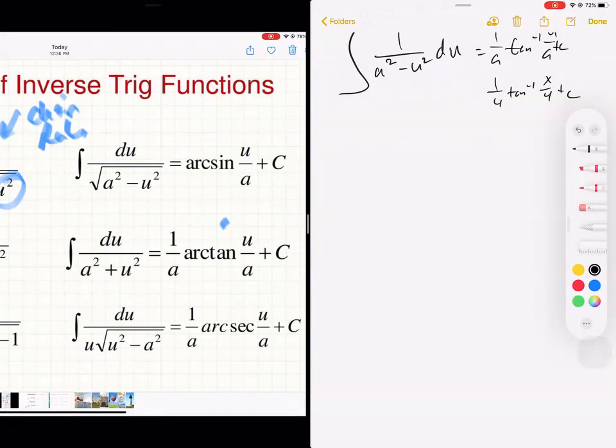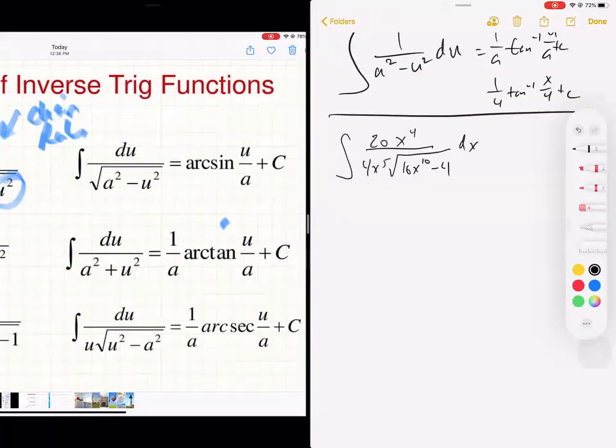So this next problem is going to be a little crazy looking. It's going to be the integral of 20x to the 4th over 4x to the 5th square root of 16x to the 10th minus 4 dx. Does this look more like a sine problem, a secant problem, or a tangent problem? Well, no, that means there's a square root, so it can't be tangent. I see a variable first instead of the square root. That's most likely going to be secant then.